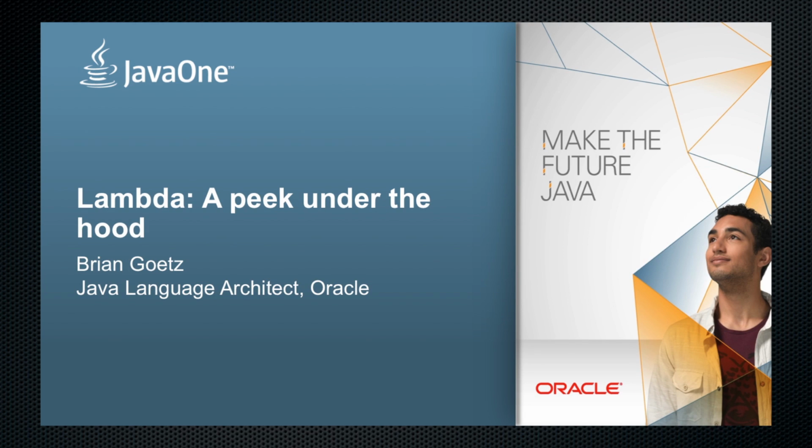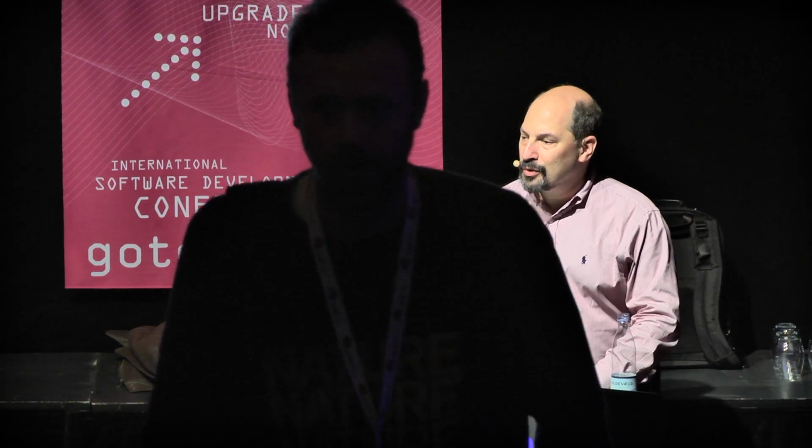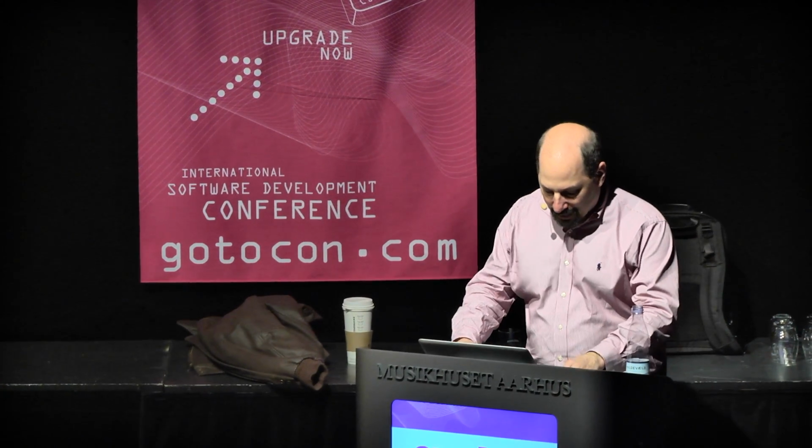Okay, so this talk is a technical deep dive into how we actually implemented the feature of adding lambdas to Java. So this is not a sort of language overview. This is much more of an exploration of what were our implementation choices, what choices did we evaluate and reject, what choices did we ultimately take, to give you a sense of how these things are actually built.